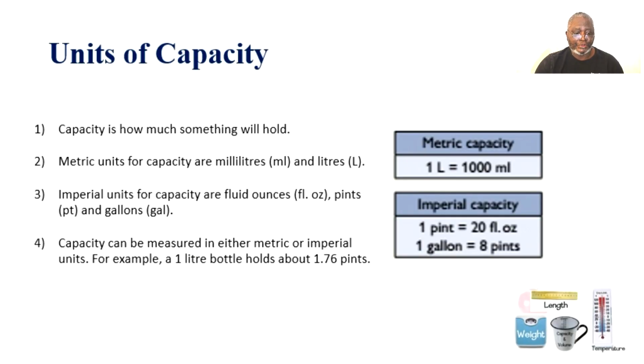We can also look at units of capacity. Capacity is how much something will hold. Metric units for capacity are milliliters, which is represented by ml, and liters, or L, and that is the conversion. Imperial units for capacity are fluid ounces, pints, and gallons, and you can see the conversion there. Capacity can be measured in either metric or imperial units. For example, a 1 liter bottle holds about 1.7 pints.